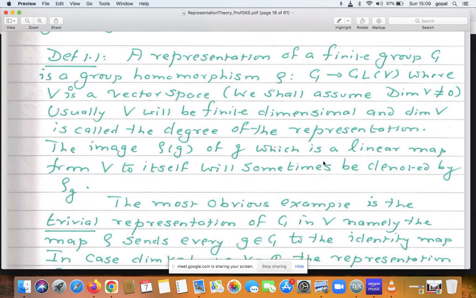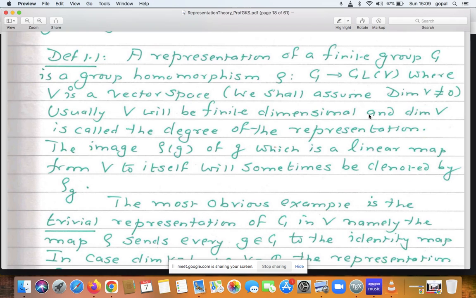A representation of a finite group G is a group homomorphism rho from G to GL(V), where V is a vector space. We shall assume that the dimension of the vector space is positive. So V is not the zero-dimensional space. Later on, when we discuss the ring of representations, we will have to allow the dimension to be zero, but that will come in chapter 7 or so. Until chapter 7, the dimension of the vector space will always be positive, and we shall usually assume that it is finite dimensional, and the dimension of V is called the degree of the representation.